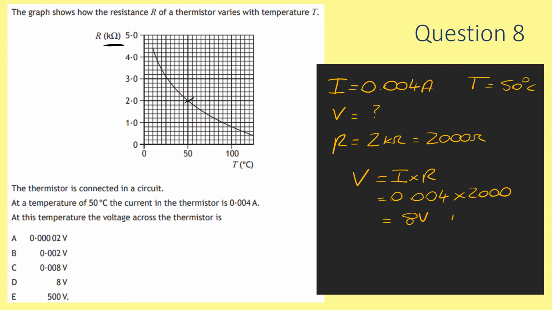Now, although this seems very straightforward, this question is often done wrong. And that's because either there's mistakes written in transcribing the 0.004 amperes onto your paper, or more commonly, instead of taking into account that the values in resistance are in kilo ohms, you simply put in 2. Be careful of units. Be careful of the number of zeros within your numbers.